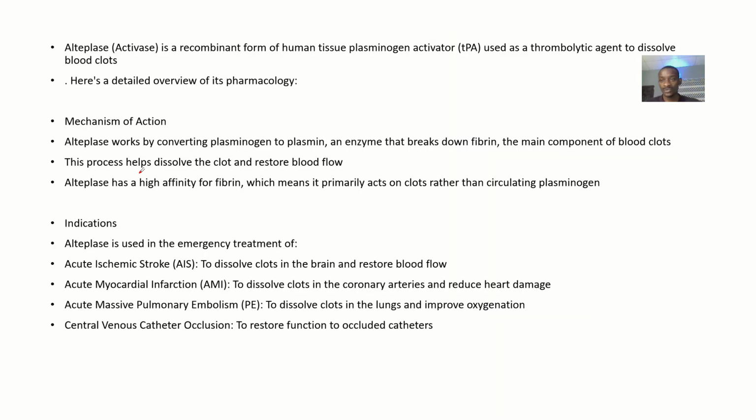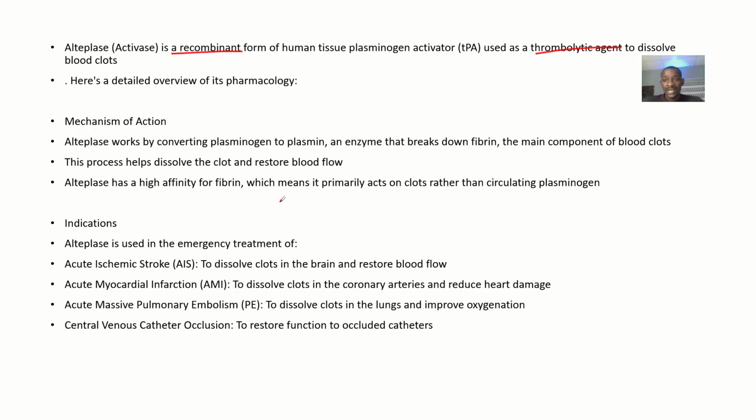So for Alteplase, we say that Alteplase is a recombinant form of human tissue plasminogen activator. It's actually human tissue plasminogen activator, but they redesigned it. That's why they say recombinant. It is used as a thrombolytic agent to dissolve blood clots. So in patients that have chances of their blood forming clots and then blocking blood vessels, you can use this Alteplase.